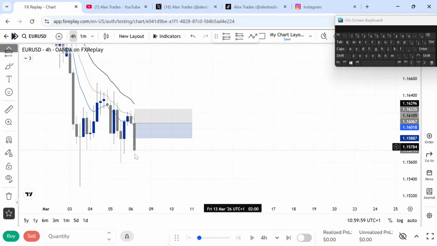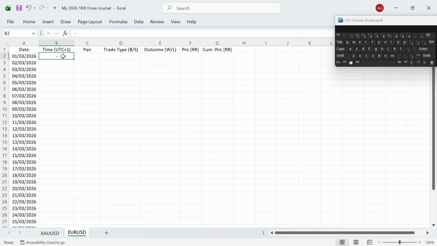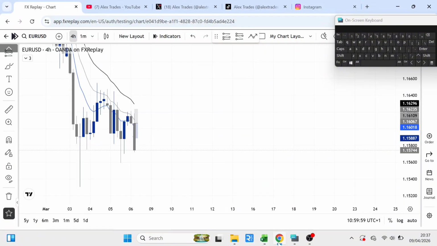And that trade happened on the 6th of March by 7 UTC. So as usual, we'll run this down to the 5th and then take it to this place. So 7 UTC. The pair was EURUSD. Quickly, then it was a sell. The outcome was a win. So our P&L in RR is 1 and cumulative will be equal to 1. Okay, so let's continue.